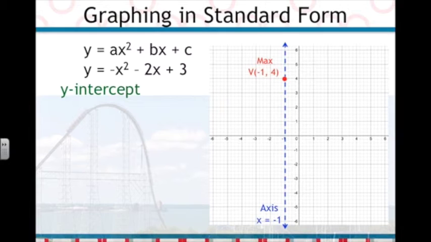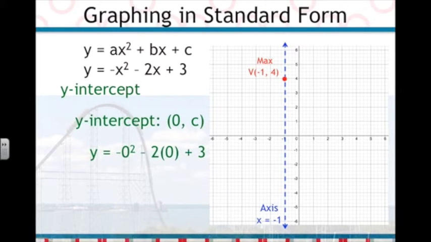The next feature we need to find is the y-intercept. The y-intercept is on the y-axis, which means it is a point with 0 as the x-coordinate. So we need to substitute 0 in for x in the equation. Now we have the equation y equals a negative 0 squared minus 2 times 0 plus 3.